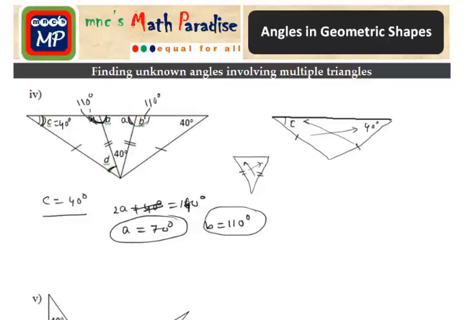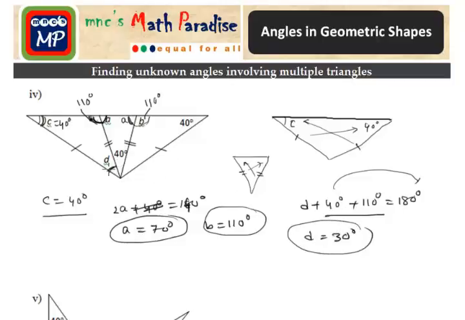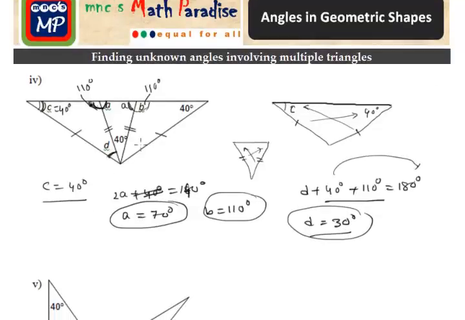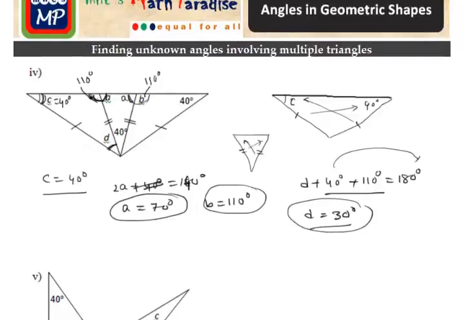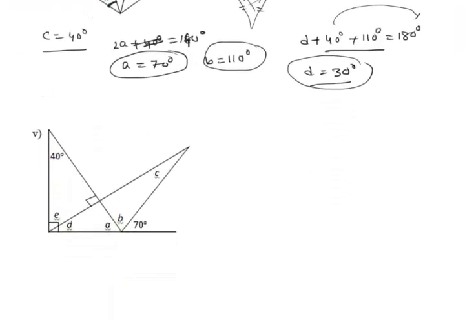These three angles make 180 degree. So D plus this 40 plus this 110 altogether makes 180 degree. This is 150. If we take the other side, you will get 180 minus 150, so it will be 30 degree. So this angle D is 30 degree. It looks complex, but if we proceed step by step, it's not that difficult.